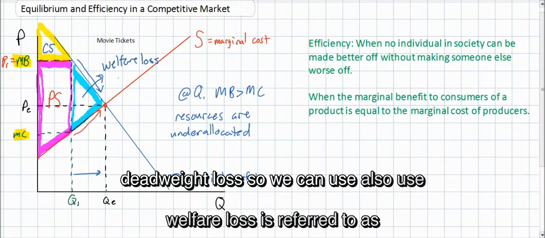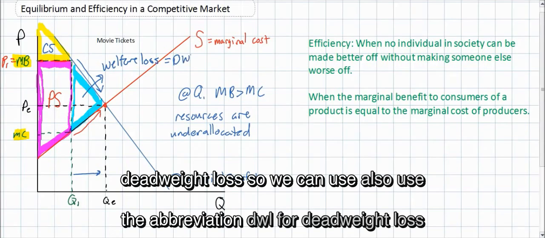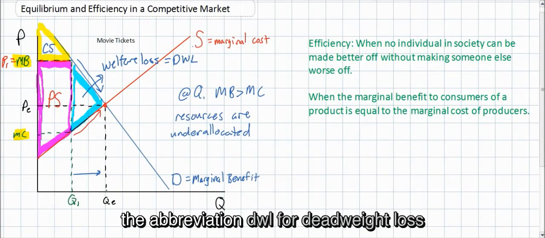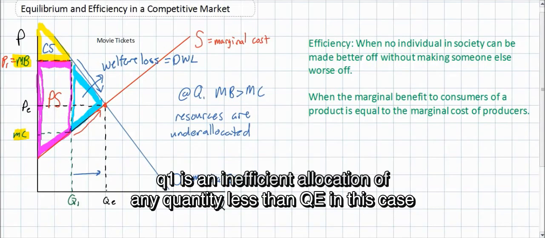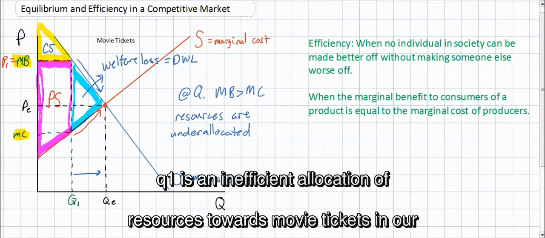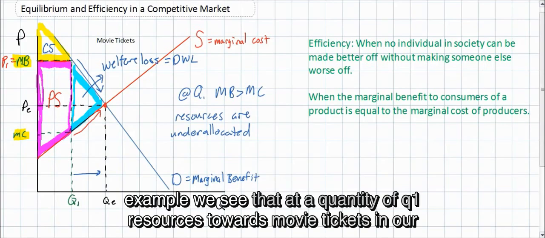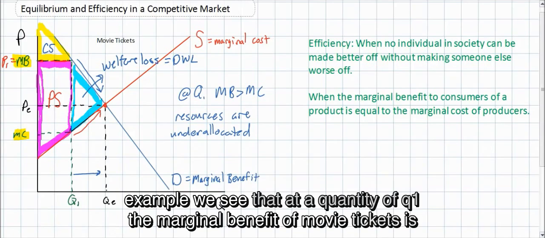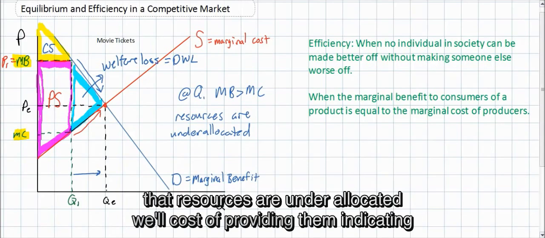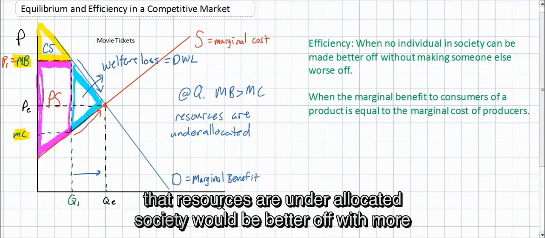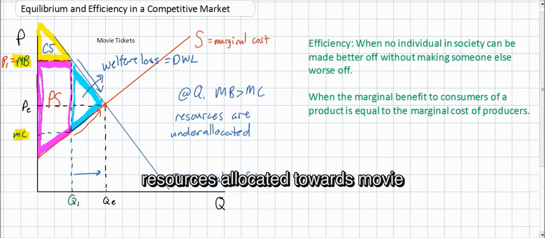Sometimes welfare loss is referred to as deadweight loss, so we can also use the abbreviation DWL for deadweight loss. Any quantity less than QE, in this case Q1, is an inefficient allocation of resources towards movie tickets. In our example, we see that at a quantity of Q1, the marginal benefit of movie tickets is greater than the marginal cost of providing them, indicating that resources are underallocated. Society would be better off with more resources allocated towards movie tickets.